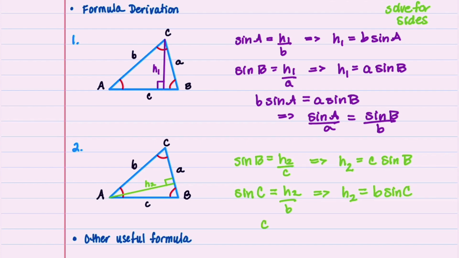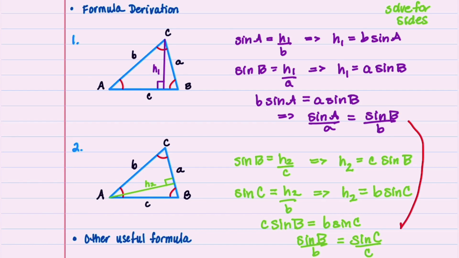Equating these, we get c sine B is equal to b sine C, and dividing both sides by b and c, we get sine of capital B over b is equal to sine capital C over c. And then when we connect these two formulas, we get the formula that we had at the top of our page.